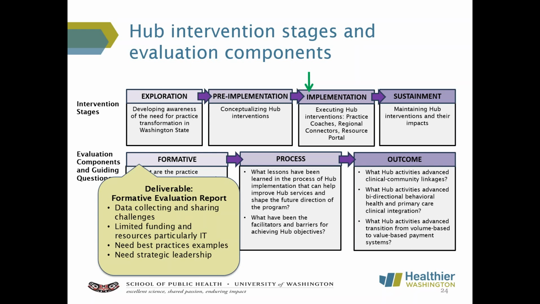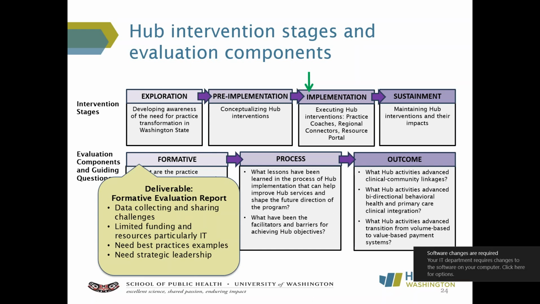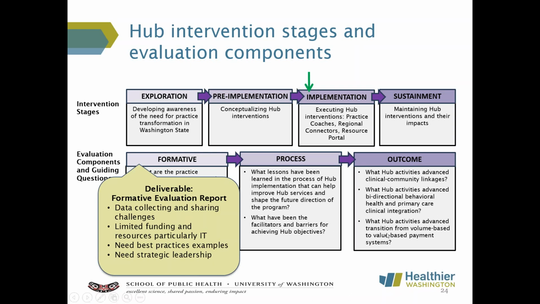Some of the cross-cutting themes we heard included practices face many data collecting and sharing challenges, and some of these challenges are due to limited funding and resources, particularly around information technology. Stakeholders said for each of the 3 hub domains of care integration, community linkages, and value-based payment, people need examples of best practices to be able to envision what success looks like. And to get there, the practice community said they need strategic leadership to show concrete steps forward.